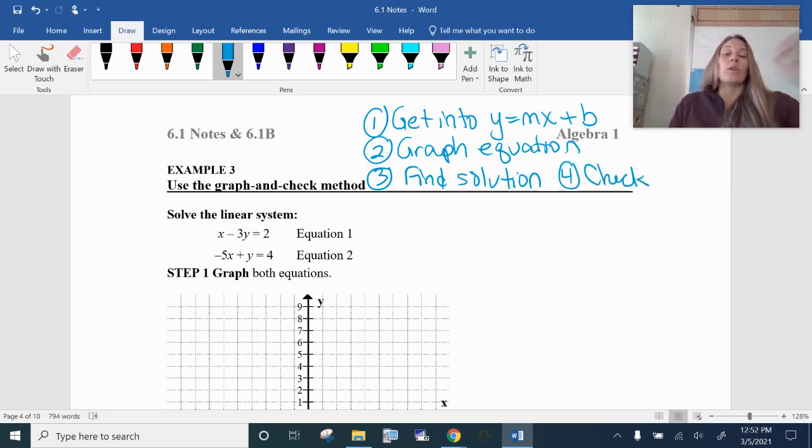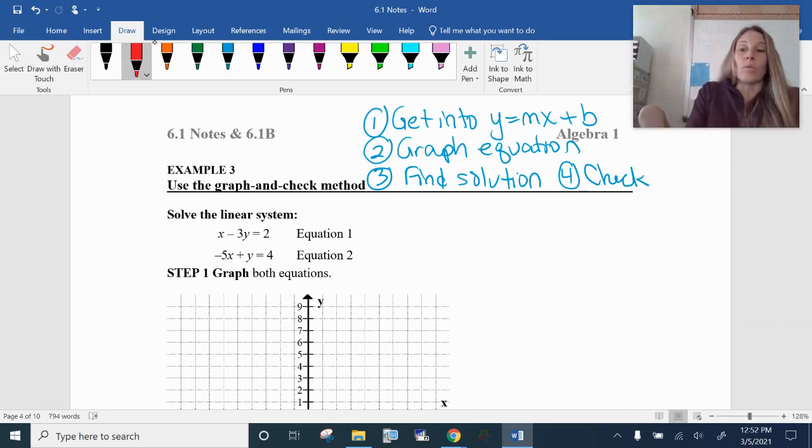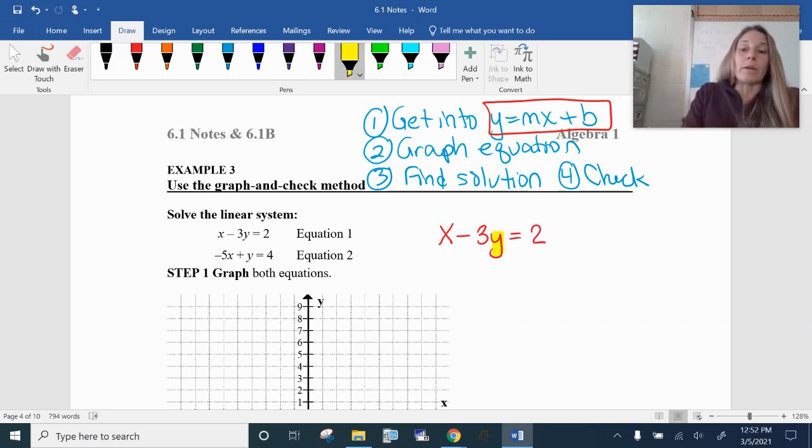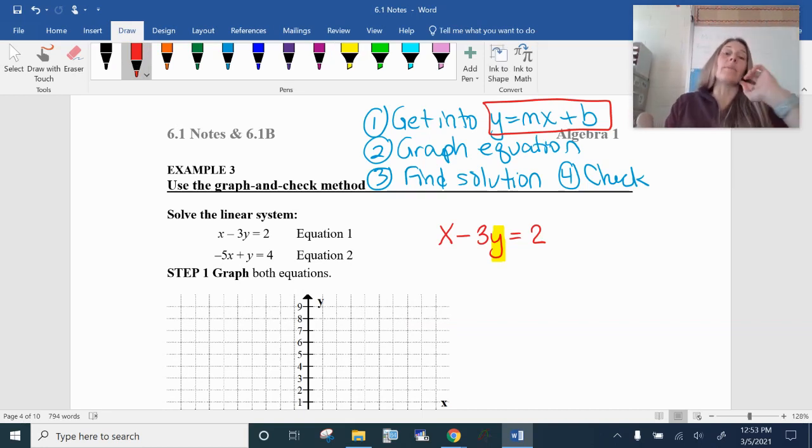Okay. So getting our equations into y equals mx plus b. So let's take a look at equation 1. x minus 3y equals 2. If we want to get this y value by itself, we need to move the x to the other side by either adding or subtracting. And it's always going to be the inverse operation. So in this case, I'm going to subtract x from each side.